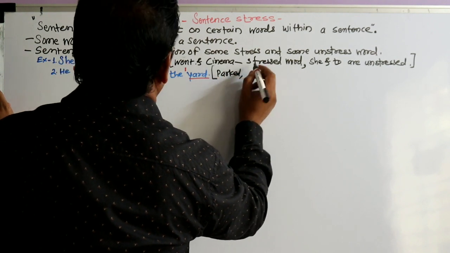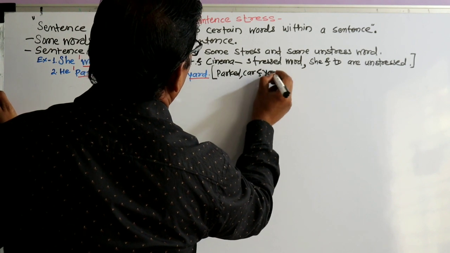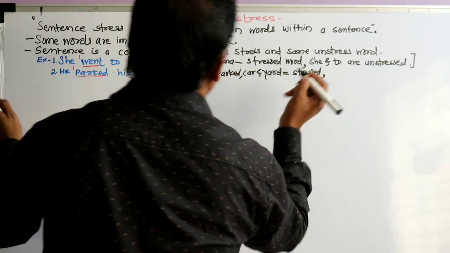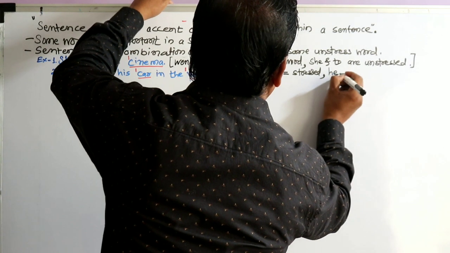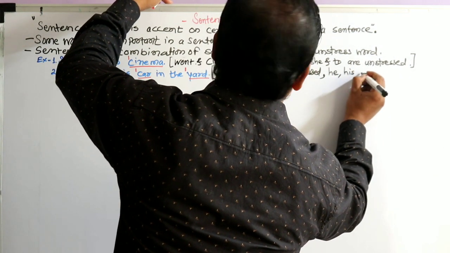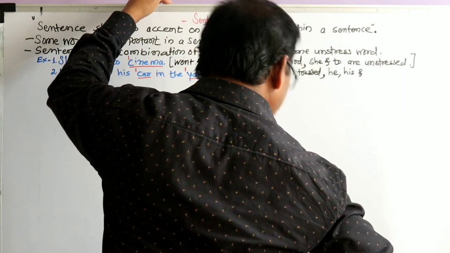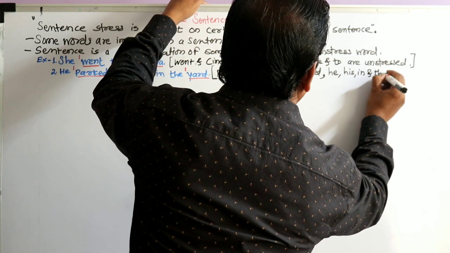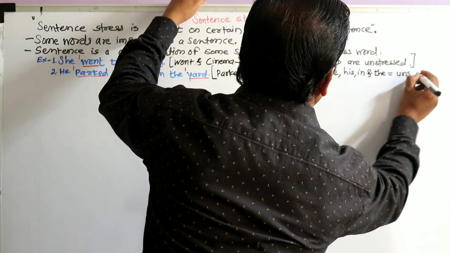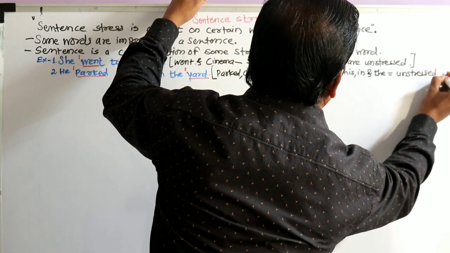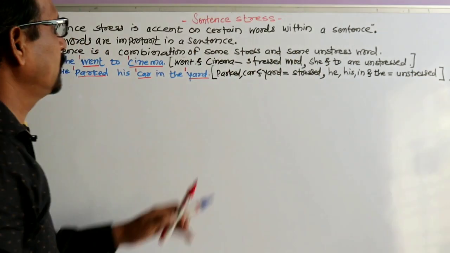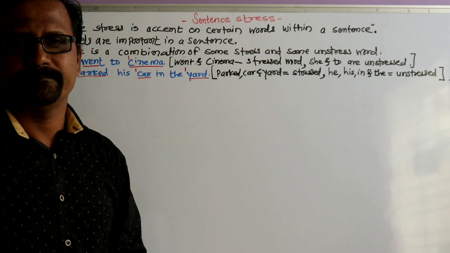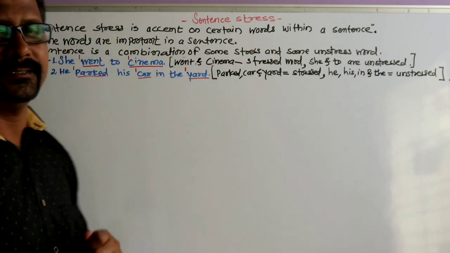Parked, car, and yard. These are trace, and he, his, in, and the are untraced. Three words are traced and the remaining three words are untraced there. Okay, so how should one read the sentence here?